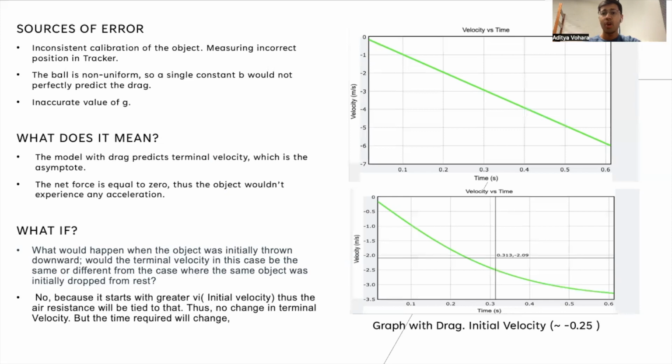Now let us answer the what-if question. What would happen if the object was initially thrown downwards? Would the terminal velocity in this case be the same or different? No, the terminal velocity will remain the same, because it starts with the initial velocity, which is vi, and thus the air resistance is tied to that. Thus, there is no change in terminal velocity, but the time required to reach the terminal velocity will increase.